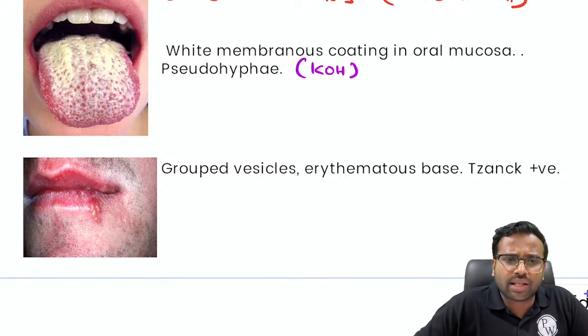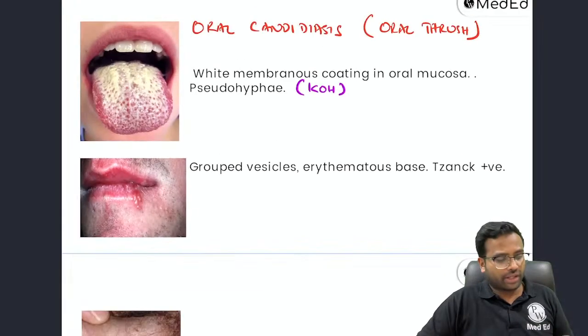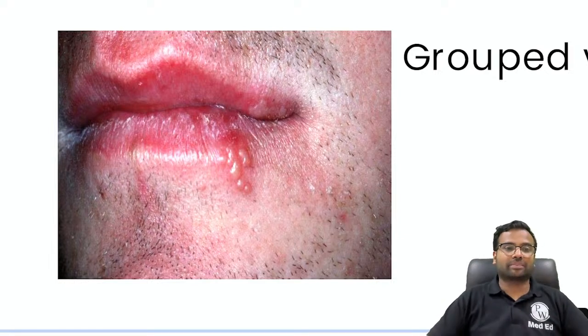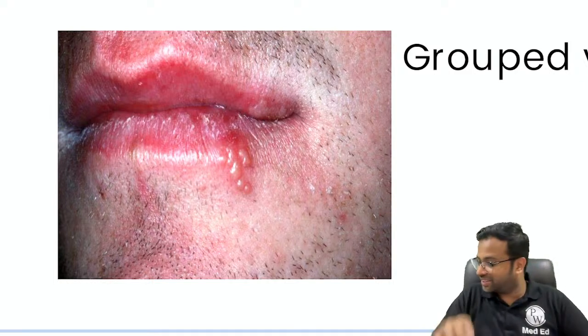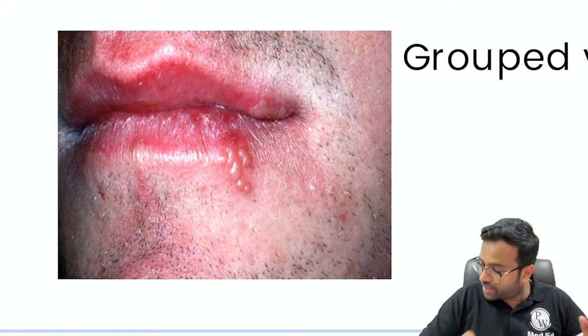Grouped vesicles, erythematous base, Tzanck smear is positive. And I'm going to zoom this now. Herpes labialis. Herpes labialis, says Janisha. How many of you agree with her? Herpes labialis, says Bharat, Antrobias and Kishore. Yes. So everybody is agreeing, right?